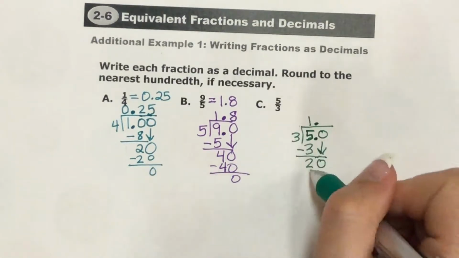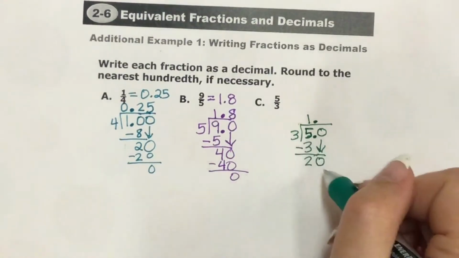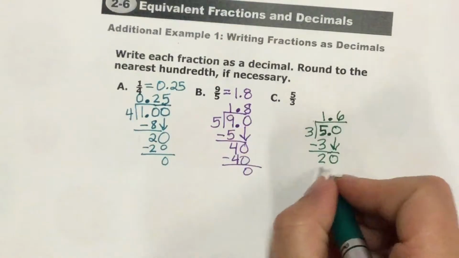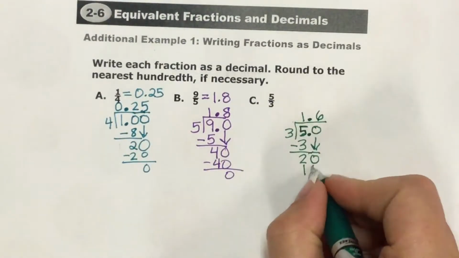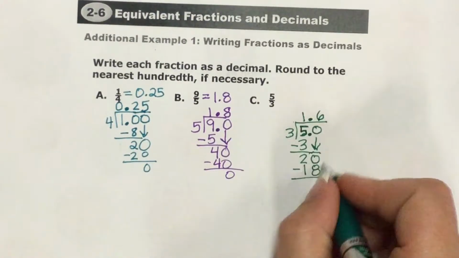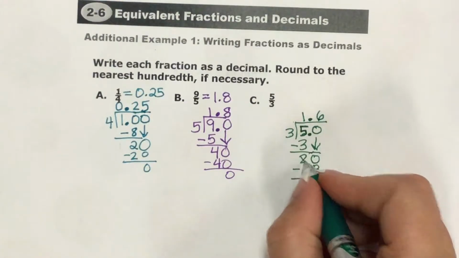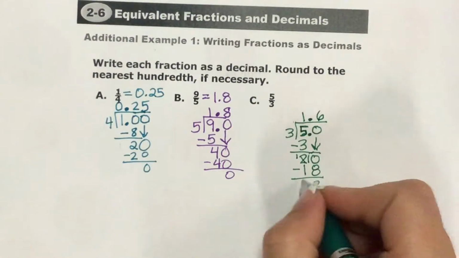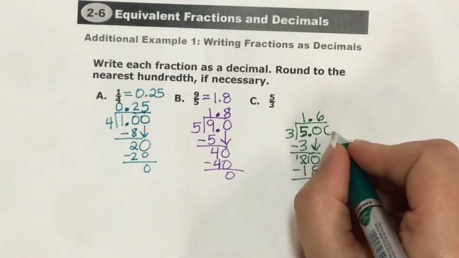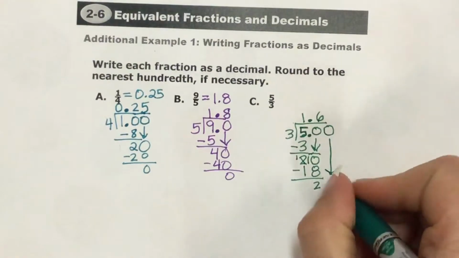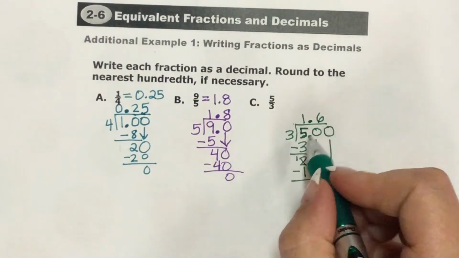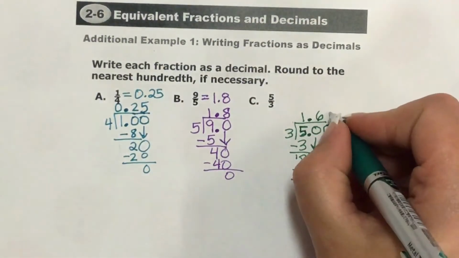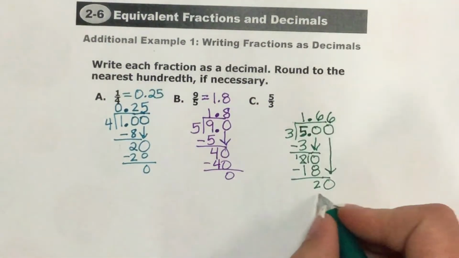How many times does 3 go into 20? 3 goes into 20 6 times. 6 times 3 is 18. Then 20 minus 18 is 2. And I have a remainder. So I'm going to add another 0 and drop it like it's hot. Now I have 20 again. 3 goes into 20 how many times? It goes in 6 times again. 6 times 3 is 18.